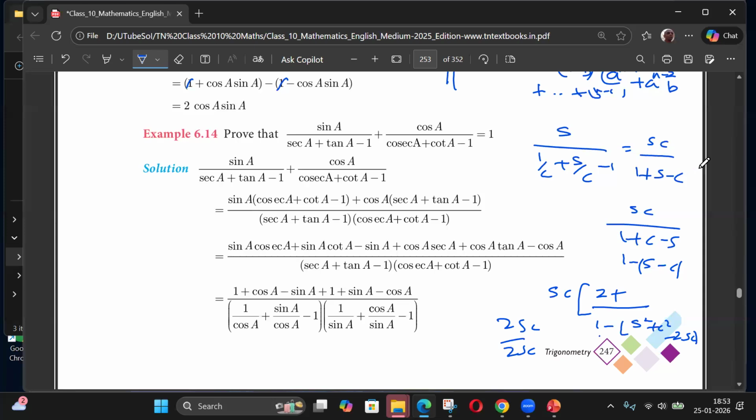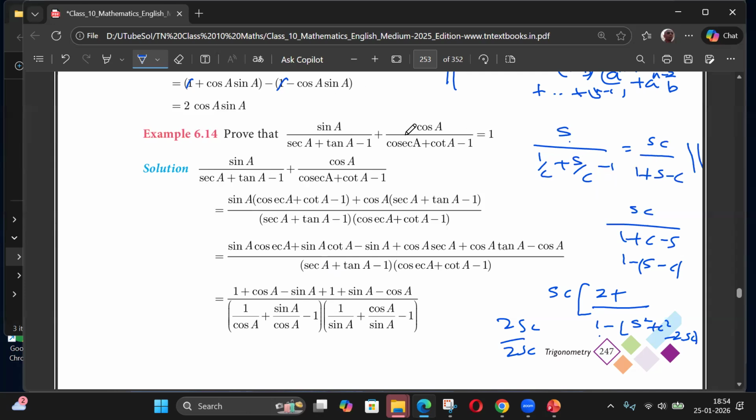First term is this one. We got it, this one, right? The first term: sine by this one. Secant is 1 by cos. Tan is cos minus 1. So my by cos will become sine cos by 1 plus sine minus cos.